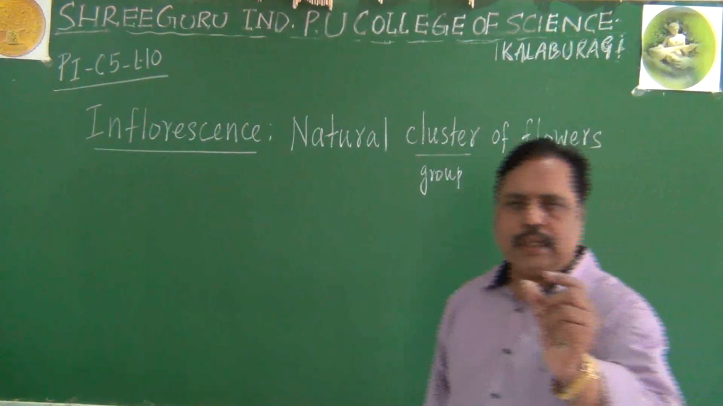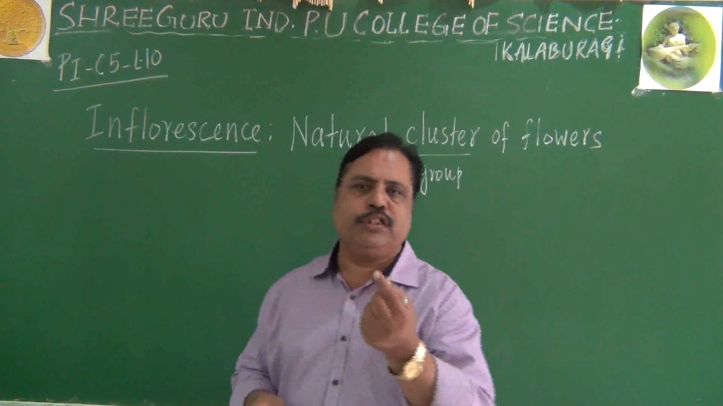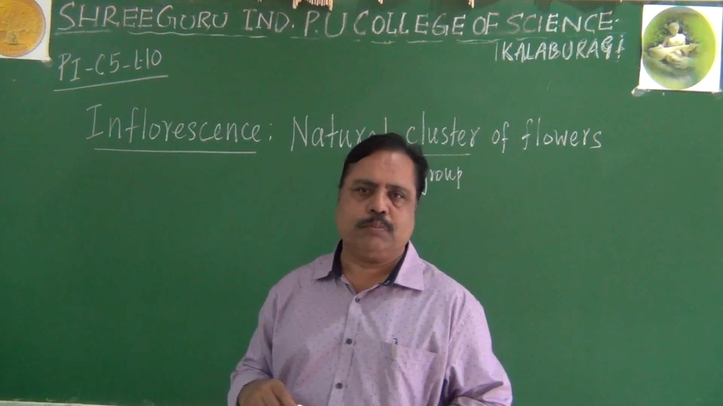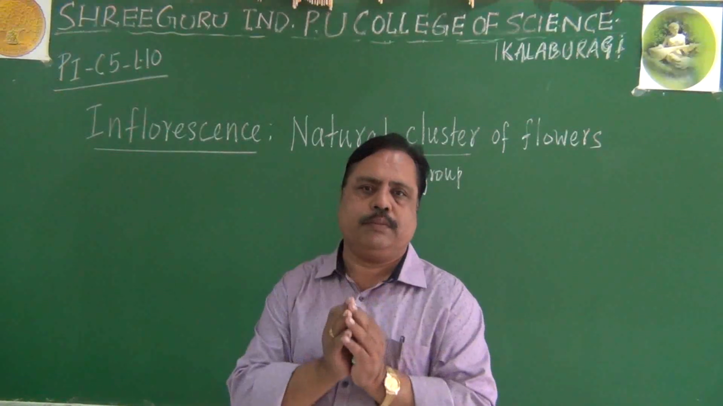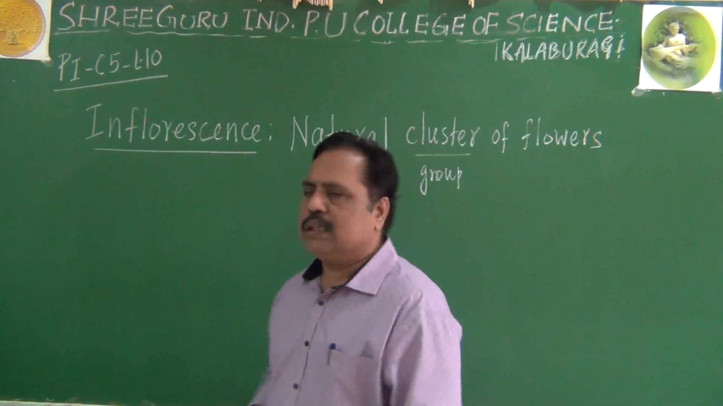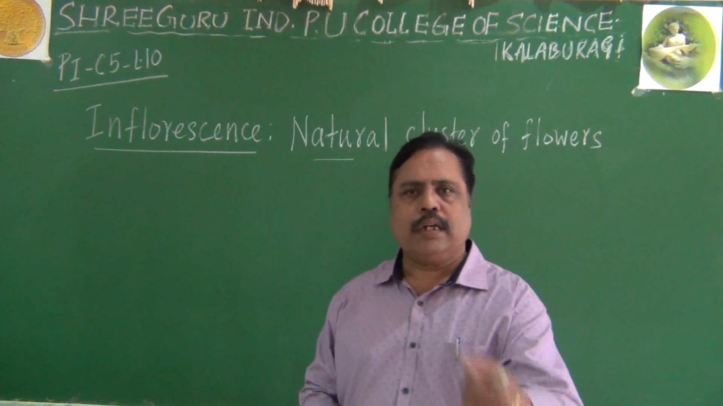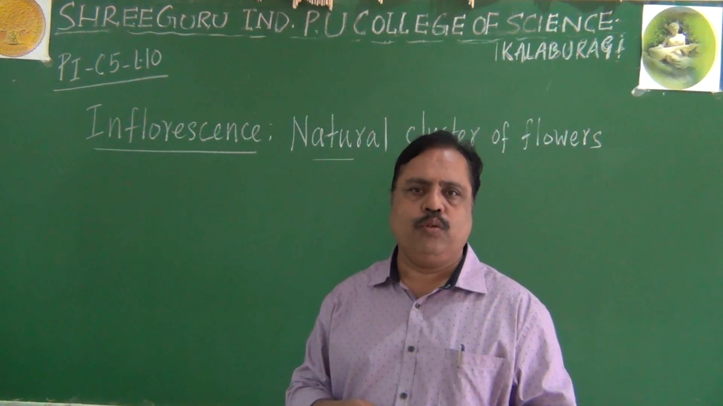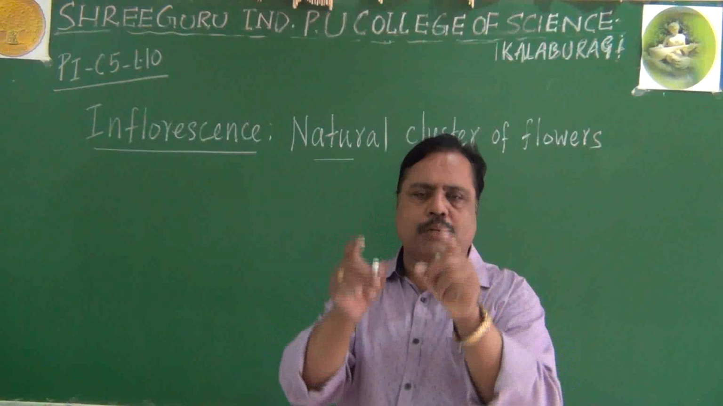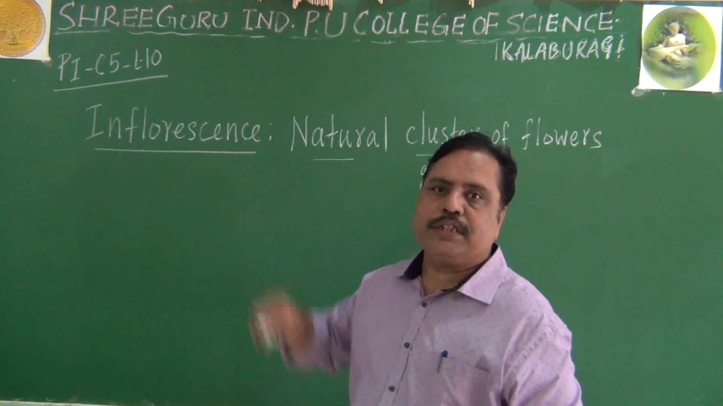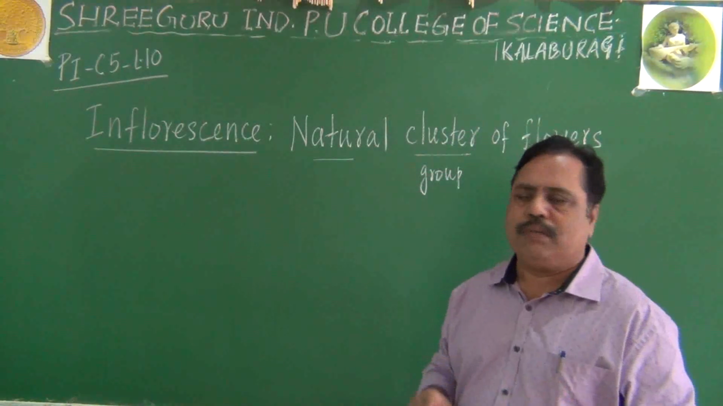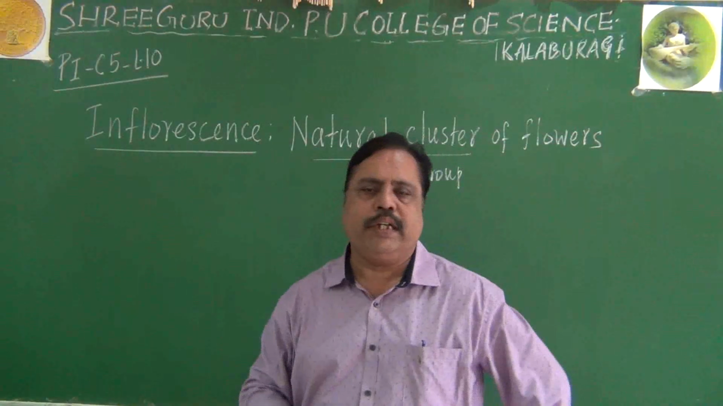So natural grouping of flowers in a plant body will be called inflorescence. There are plants which produce an individual flower, a single flower. In most of the angiosperms, flowers are produced as groups. That group of flowers which are formed naturally is known as inflorescence, remember. Artificially we make flowers into groups for making a garland, that is an artificial cluster. But a naturally produced cluster, a group of flowers, is called inflorescence.